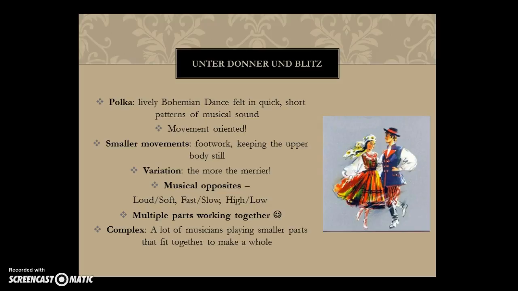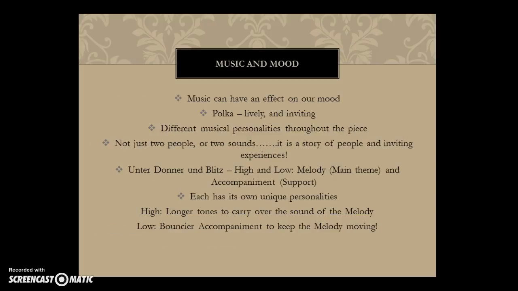So we see then that this Unter Donner und Blitz piece is not just a polka, but it's multiple parts working together. Not just what you could hear with the dance or the music, but also the musicians and all of their specific individual parts. And the cool part about this is that it's very complex, where we have a lot of musicians that are playing smaller parts that do fit together, but their ultimate goal is to make a whole piece sound, or all these small parts sound like one whole piece.